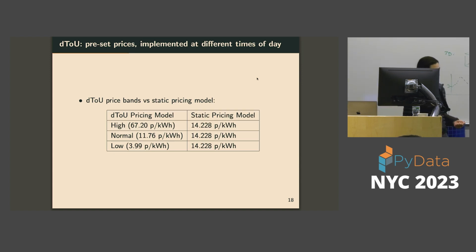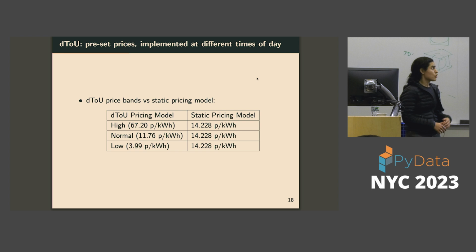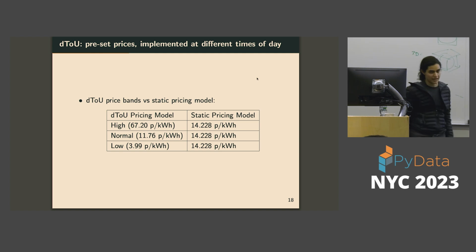So we talked about dynamic time of use pricing, right? We talked about the fact that the price bands are set, but the times are dynamic. Over on the left, you see the dynamic time of use pricing bands. On the high level, you have 67 pence per kilowatt hour, and pence because this is in London. And in the normal and low hours, you have 11 and 4 pence per kilowatt hour. However, in the static pricing model, which is just the blank slate, when you're not going through the treatment for the treatment group and at all times for the control group, you have 14 pence per kilowatt hour. So the high price point is quite high, but then the normal and the low are less than the static price point.